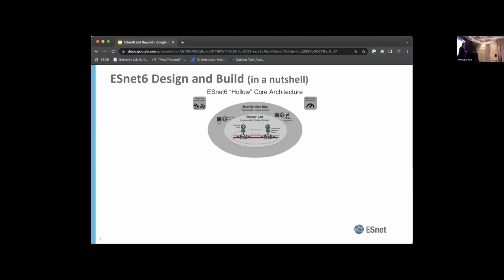The services edge is where things get really interesting, right? This is where you actually deploy your services, your L2VPN, L3VPN. A lot of your QoS marking, filtering, and security services are all on the edge.